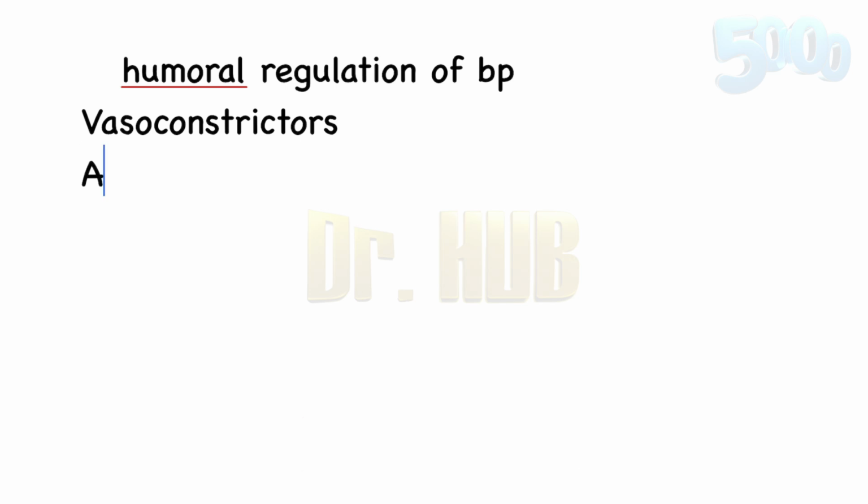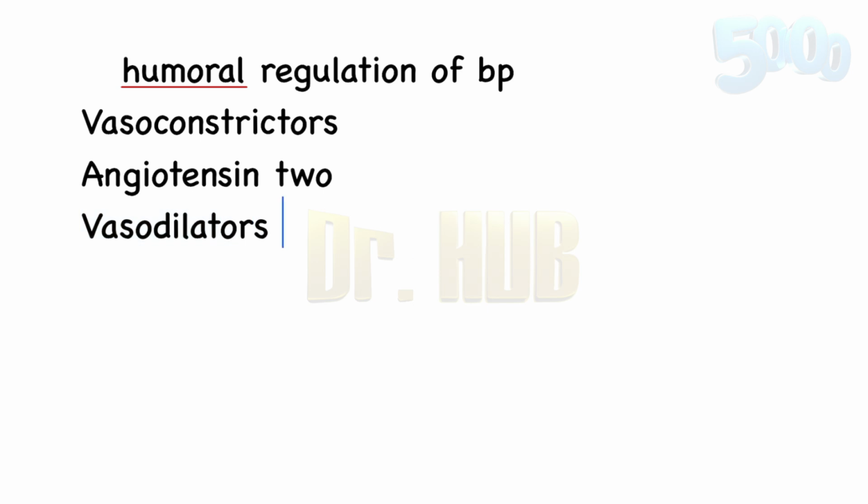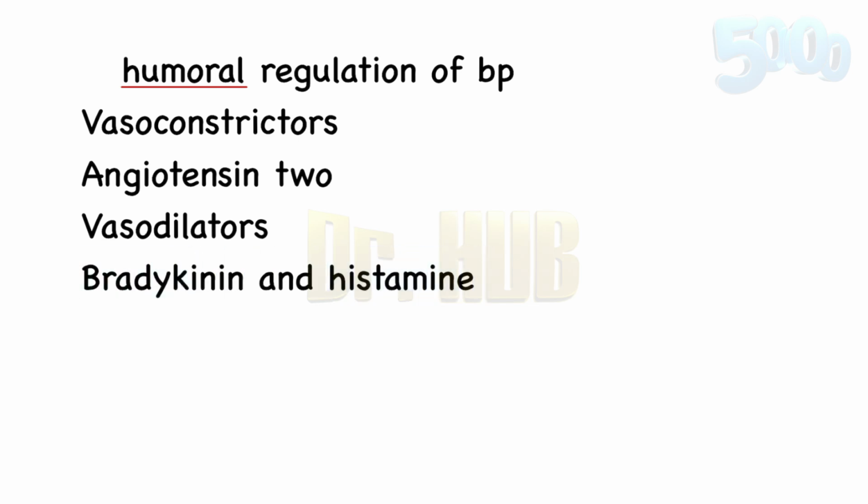So there are two A's: angiotensin 2, as well as the ADH. Next is norepinephrine as well as epinephrine. Then come the vasodilators. Vasodilators include bradykinin as well as histamine.